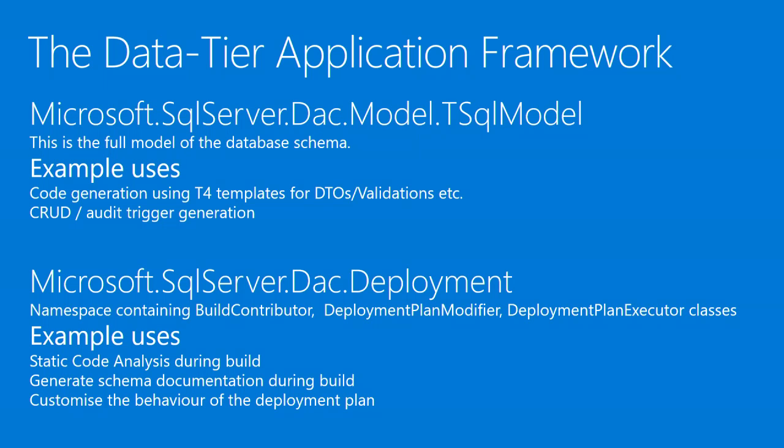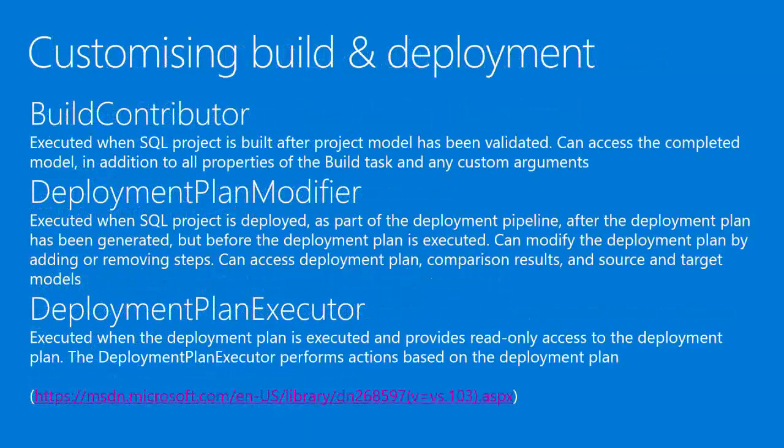So there's some examples. Static code analysis during build. So we get static code analysis with SQL Server data tools. We can have that inside the editor. We can hook some more in there. Generate schema documentation during build, or customize the behavior of the deployment plan. So lots of words. So we can use a build contributor to generate schema documentation, right? So you can supply arguments that control whether the extension runs or not, and specify the output file, that kind of thing.